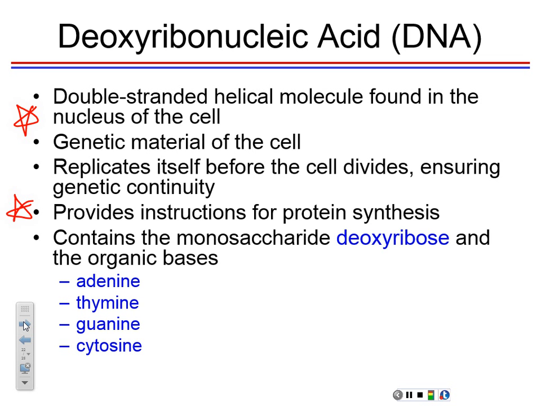All right? So it contains the monosaccharide deoxyribose. And so these are the bases: adenine, thymine, guanine, and cytosine. All right? So A and T will join together. Guanine and cytosine will be together. All right? Because one is a one-ring base and the other is a two-ring base.